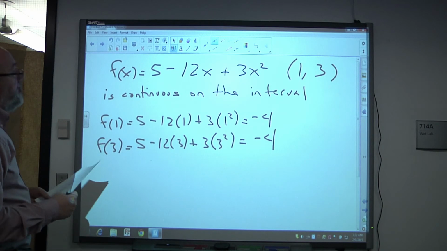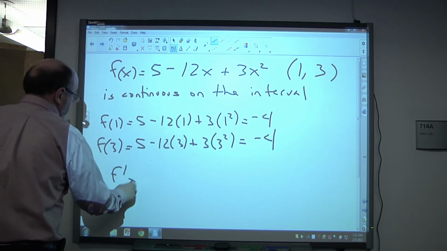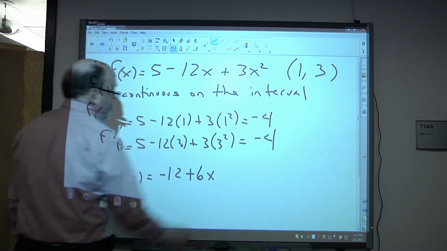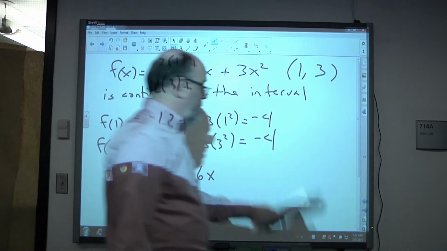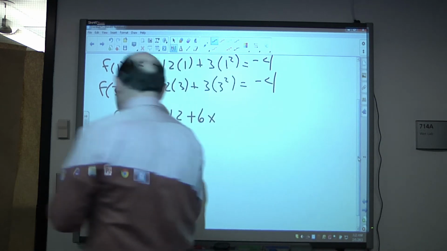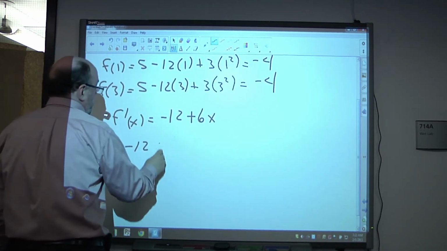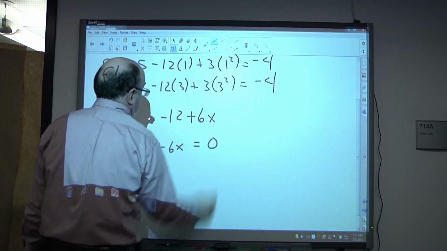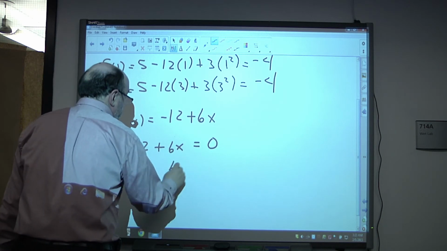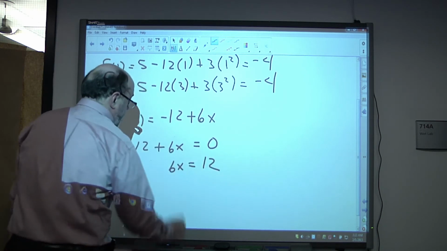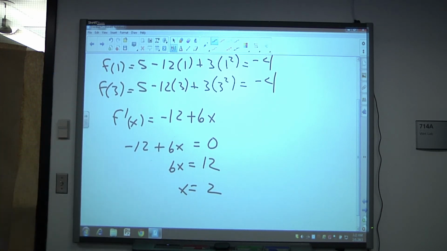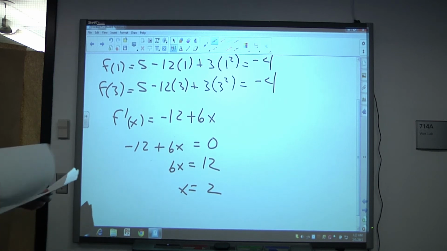And so now we get to the next step, which is the derivative. So the derivative here is going to be minus 12 plus 6x. And so we can take that and set it equal to 0. Solving this for x, we get that 6x is going to equal 12, and x is going to equal 2, and we find out that that number does fall within my interval of 1 to 3.